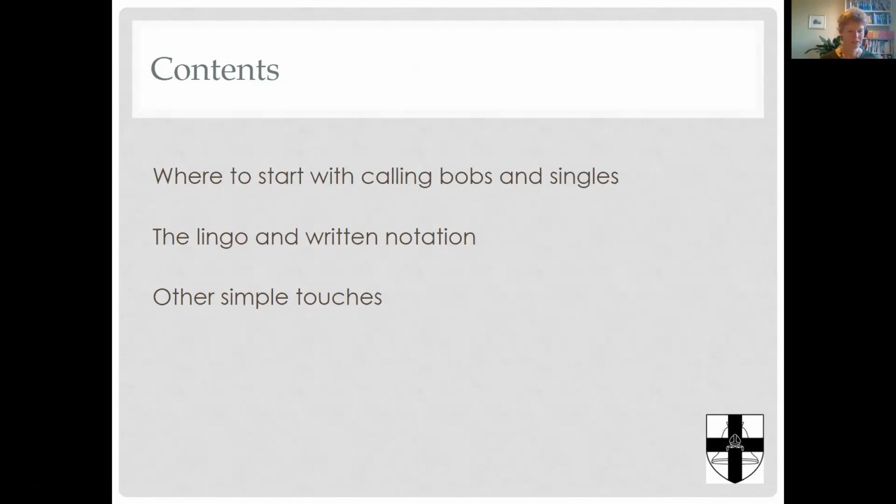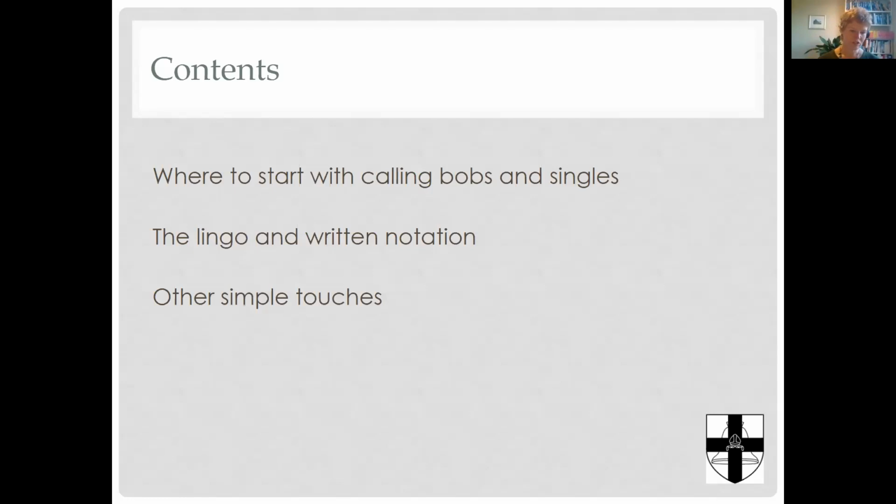And I also want to start to introduce you to some of the lingo and written notation, because in ringing it's a real thing, isn't it, for complicated lingo, and it's like, what on earth does that mean? And actually, when you start to call at bob minor level and upwards, you do start to have to know some new language and new ways of looking at some of the written notation and things like that.